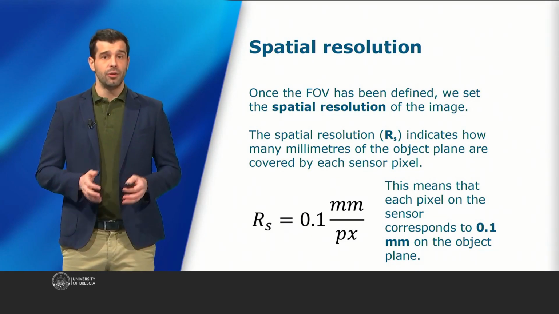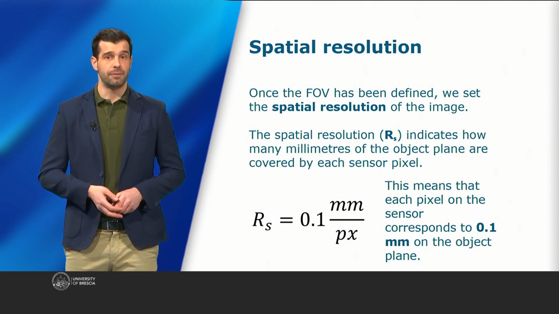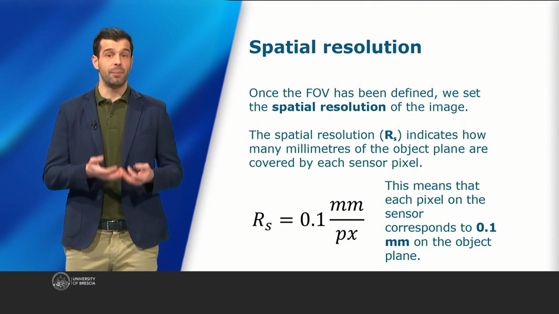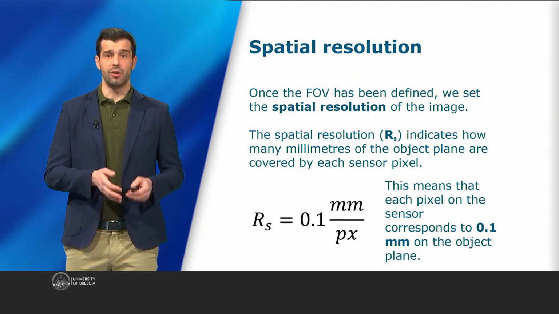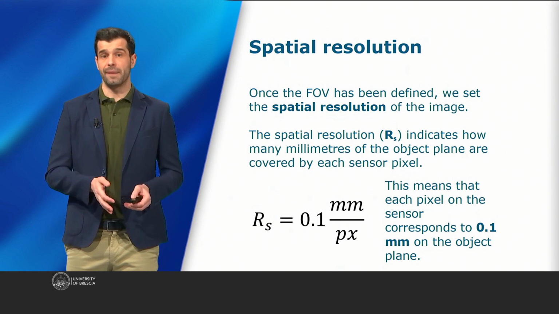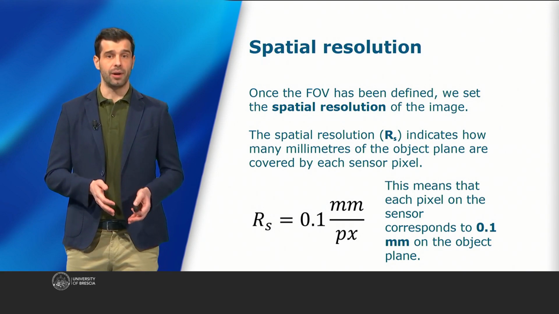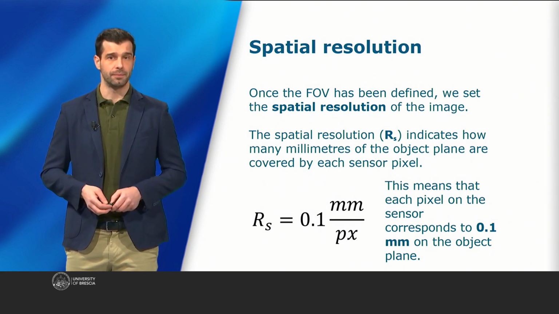Now that I know the FOV, let's set, for example, the spatial resolution of the image. So let's set how many millimeters of the object plane are covered by each pixel of the sensor. Let's assume we have a spatial resolution, RS, equal to 0.1 millimeters per pixel. This means that each pixel of the camera will cover 0.1 millimeters on the object plane.